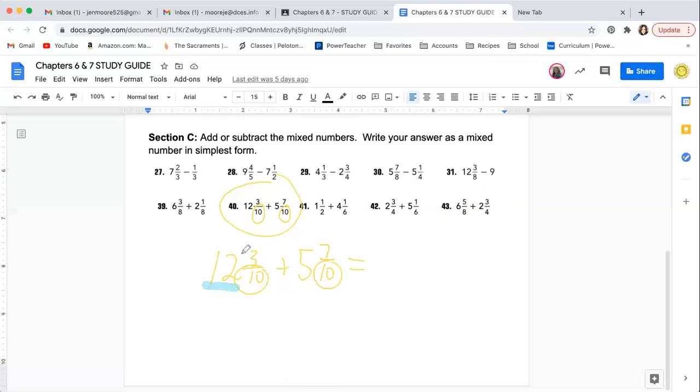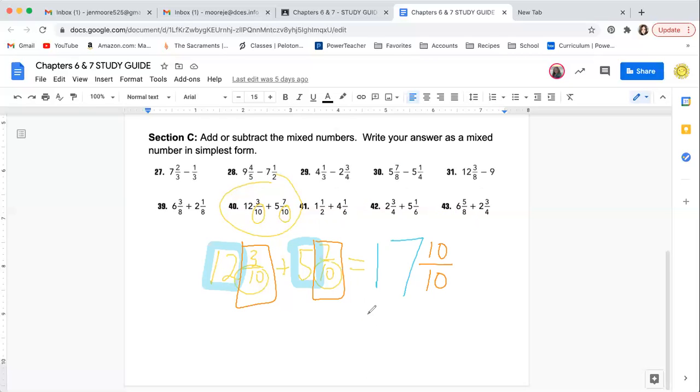But check this out. We've got a whole number, right? And a whole number. Should we combine the whole numbers? Yes, let's combine the whole numbers. What would 12 plus 5 be? 17. 17, thank you. And then we have to deal with the fractions now, right? What would 3/10 and 7/10 be? 10/10. 10/10. So this is the situation I was telling you guys about.